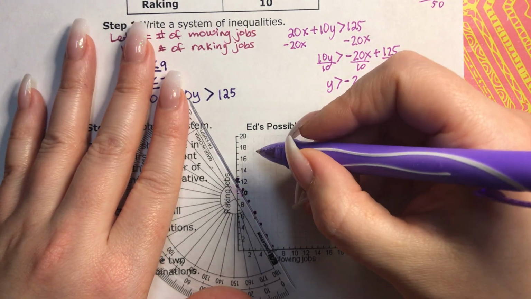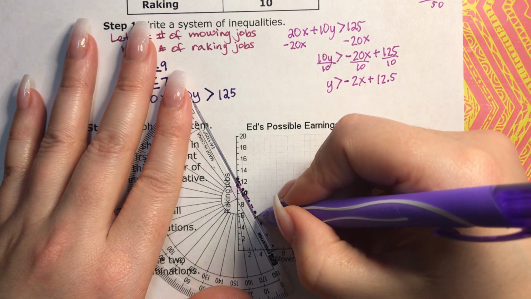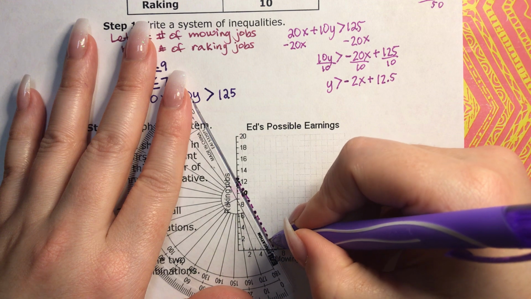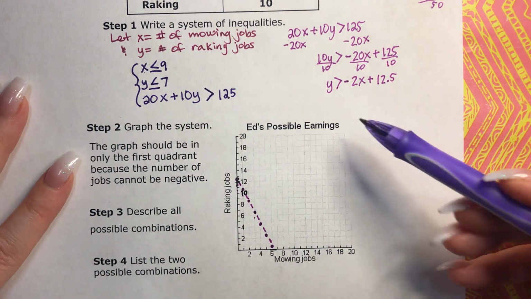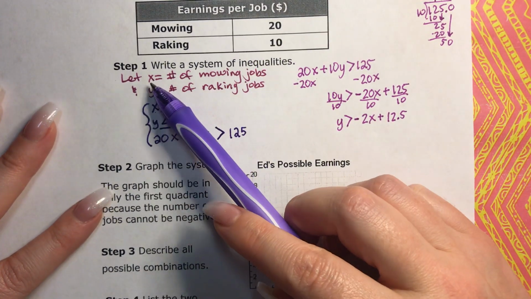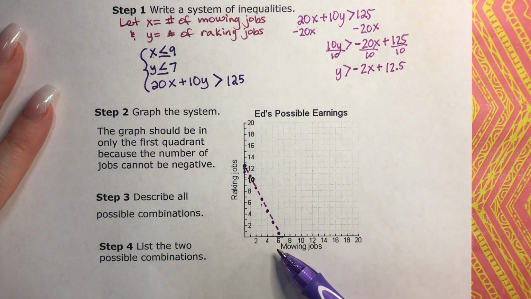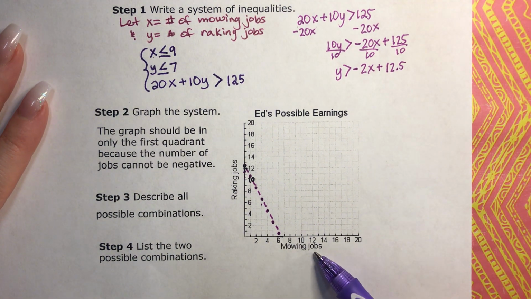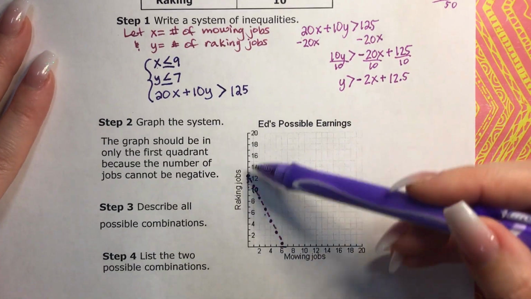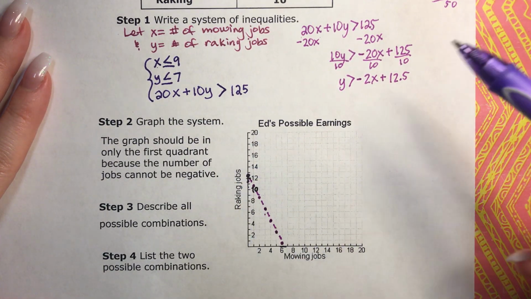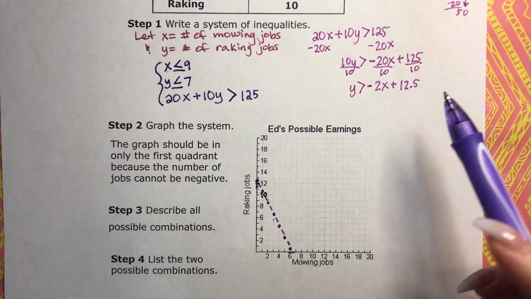So let's go ahead and draw that dashed line in. It's a lovely dashed line. Okay. And what I love about this graph is, what did we say the variables were? The x's represent the number of mowing jobs. And so here on the x-axis, you label that with story problems. So this is the mowing jobs, and then the y is the raking jobs, and so the y-axis is the raking jobs. And then you have a title. So this is Ed's possible earnings, okay?